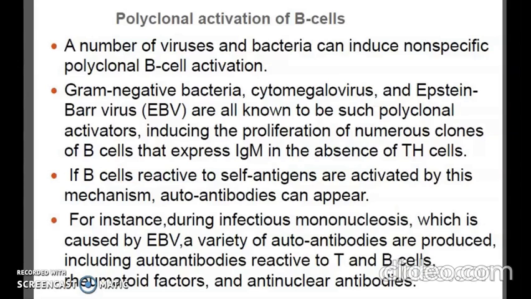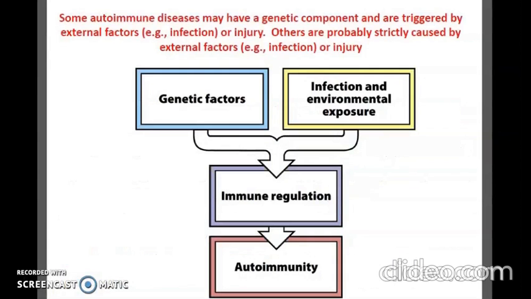For example, during infectious mononucleosis, which is caused by EBV, a variety of autoantibodies are produced, including autoantibodies reactive to T and B cells, rheumatoid factors, and anti-nuclear antibodies. Some autoimmune diseases may have a genetic component and are triggered by external factors such as infection or injury. Others are probably caused strictly by external factors like infection or injury alone.